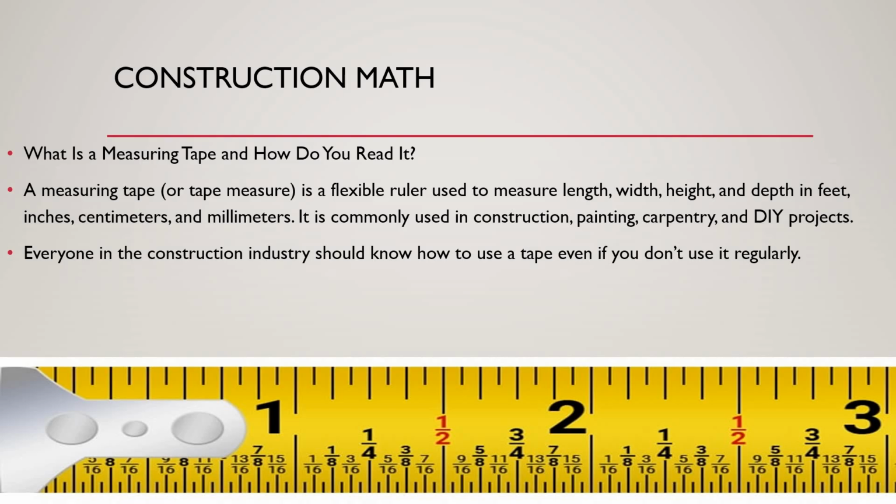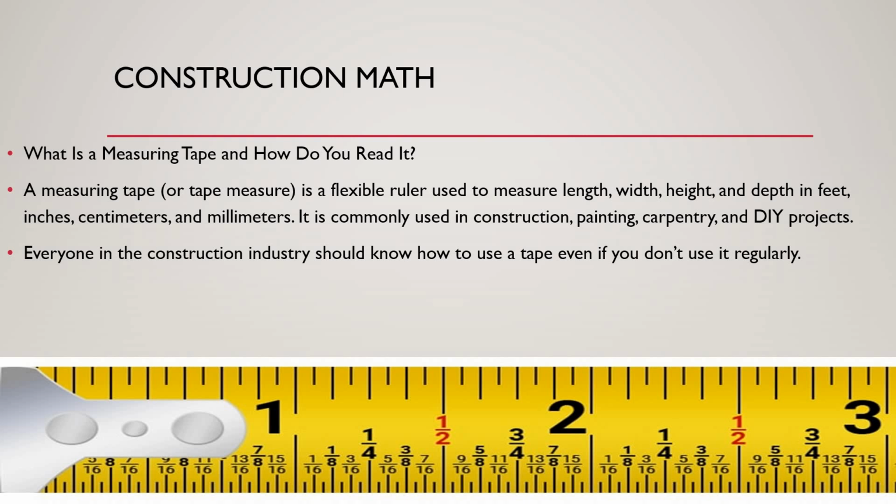All right. What is a measuring tape and how do you read it? A measuring tape, or tape measure, is a flexible ruler used to measure lengths, widths, heights, and depths in feet, inches, centimeters, and millimeters. It is commonly used in construction, painting, carpentry, and DIY projects. Everyone in the construction industry should know how to use a tape, even if you don't use it regularly.